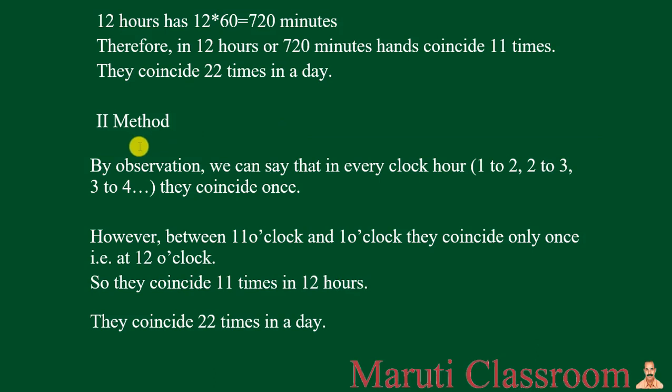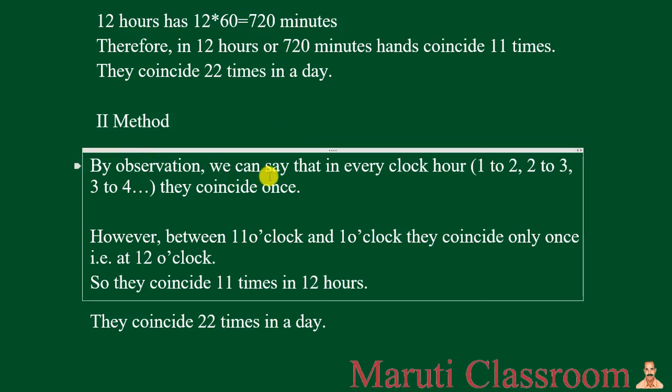Now the second method: we can answer this question by observation also. If we observe the clock's positions, in every clock hour they coincide once. From 1 to 2 they coincide once, 2 to 3, 3 to 4. So in every clock hour they coincide. But from 11 o'clock to 1 o'clock they coincide only once, at 12 o'clock. So in these 2 hours, 11 o'clock to 1 o'clock, they coincide once. In the remaining 10 hours they coincide 10 times. So in 12 hours they coincide 10 plus 1, 11 times.